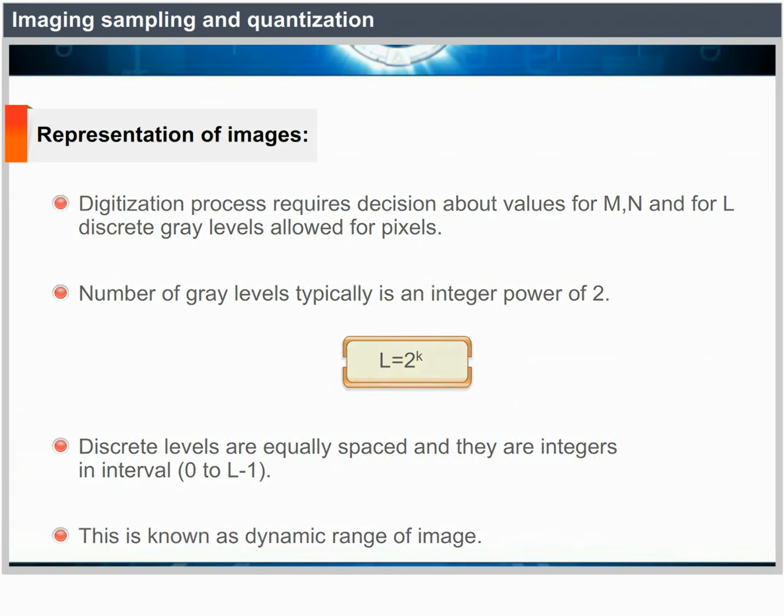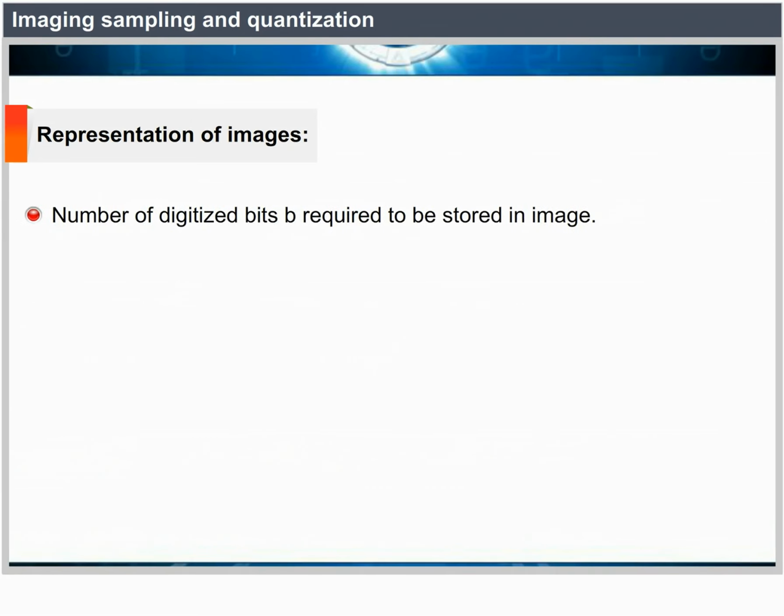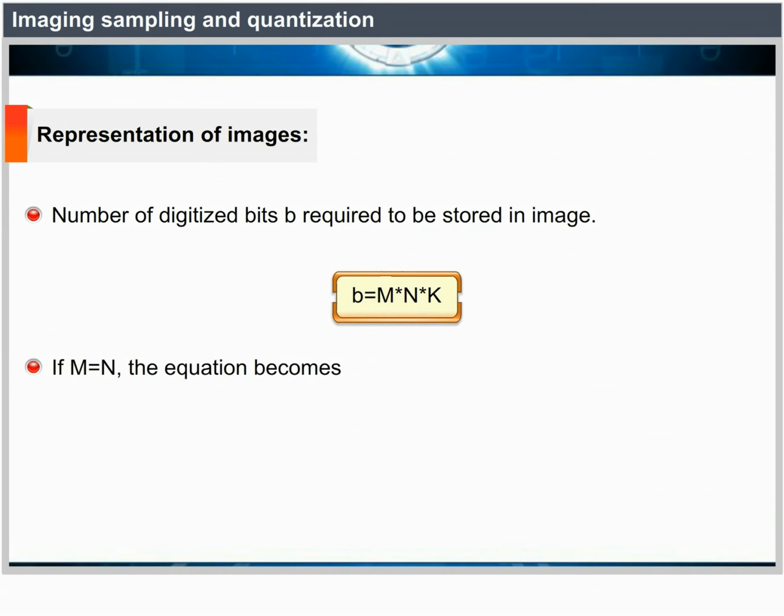The number of digitized bits b required to store an image: b equals M times N times k. If M equals N, the equation becomes b equals N squared times k.